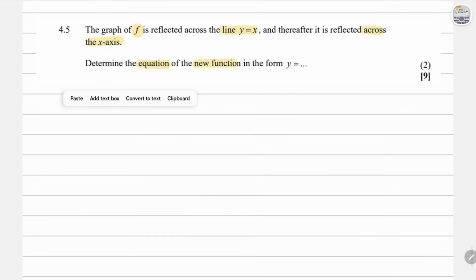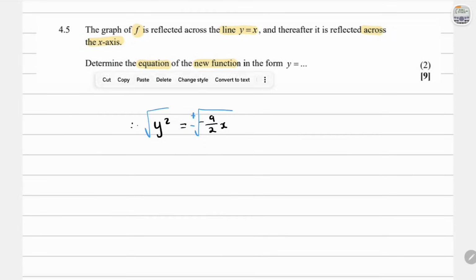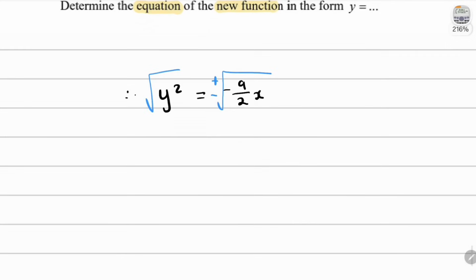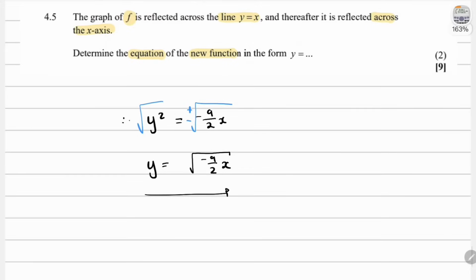So we're taking this same thing again. And now when we're deciding on which y values to choose, we will say y is actually equal to the positive square root of -9/2x. That is going to be the equation of this new function. It's simply the inverse with positive y values.